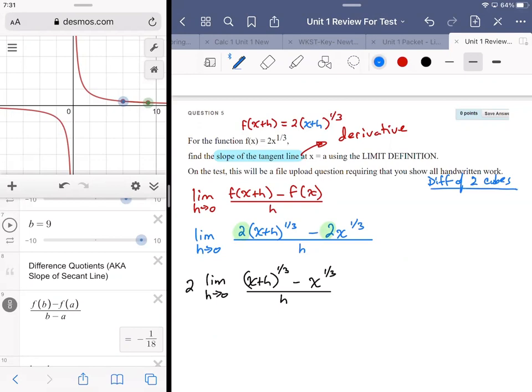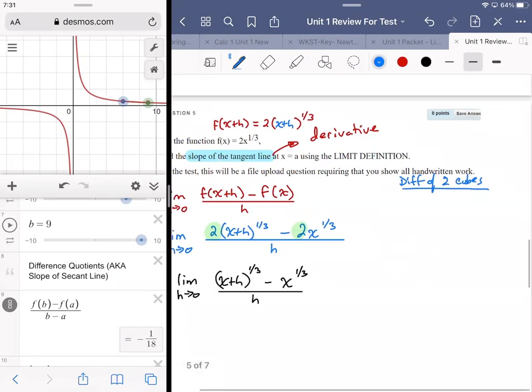I had a brain cramp there. I almost said 3 cubes. That is a different story altogether.